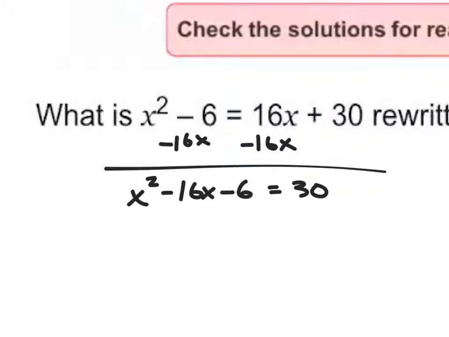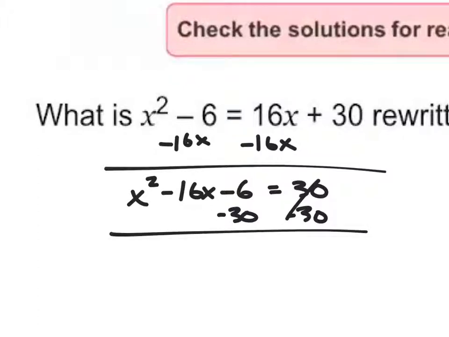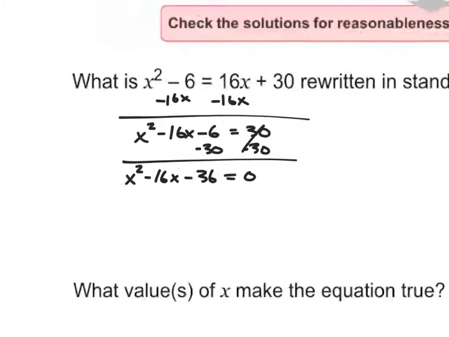Now remember that none of these are like terms, so I can't combine them, so we just leave it like that. All right, now if I subtract 30 from both sides, then this is going to give me x squared minus 16x minus 36 is equal to 0. Now notice here that negative 6 and negative 30, those are both constant terms, so we could combine those to get our value there, okay? So that's the first thing, all right?